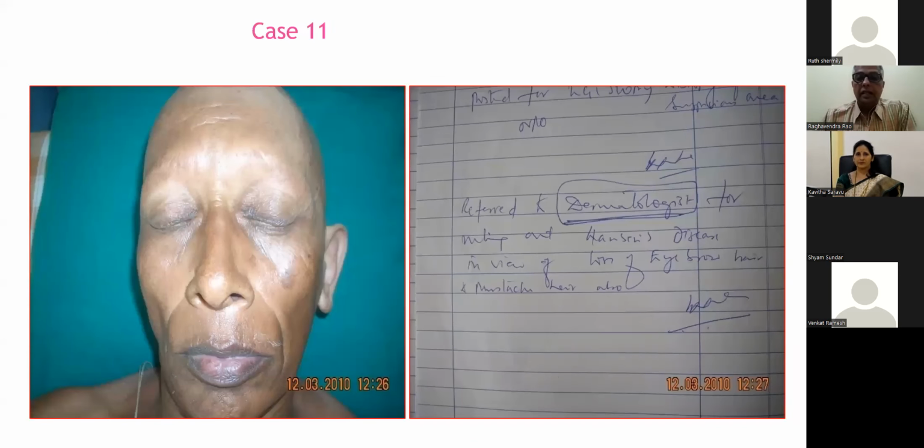So this is my last case. Not all patients with some manifestations are leprosy. This was in fact referred to us from the medicine department a few years back, in fact one decade back, and you can see clearly here, referred to dermatologist for ruling out Hansen's disease in view of loss of eyebrows. So please remember that there are 101 causes of madarosis. Though leprosy is one of them, this is not leprosy. This is in fact a case of alopecia totalis, which is an autoimmune disease. He had no other signs of leprosy at all.